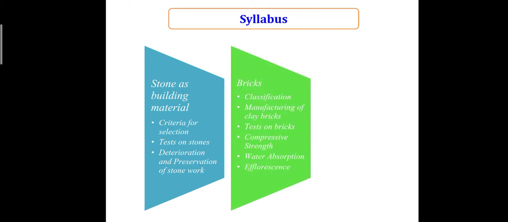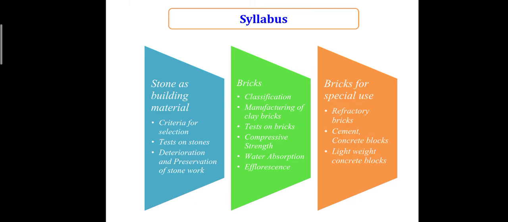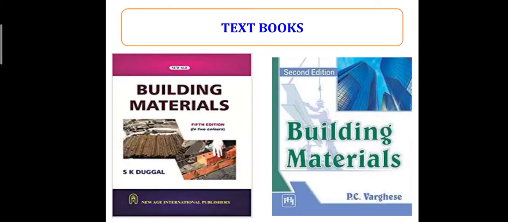Next is brick. Bricks have different types, and we will learn how to manufacture bricks, and what the tests and properties of a brick are. And also we'll be learning about bricks for special use, which is the third part of the unit. We'll be learning about refractory bricks, cement concrete blocks, and lightweight concrete blocks.